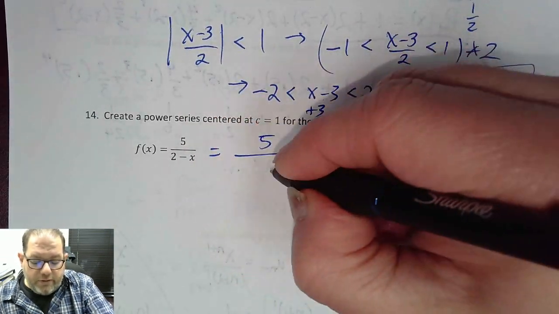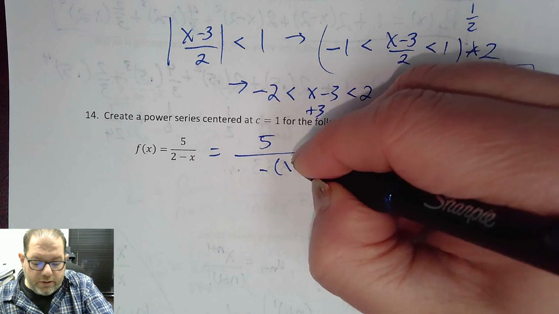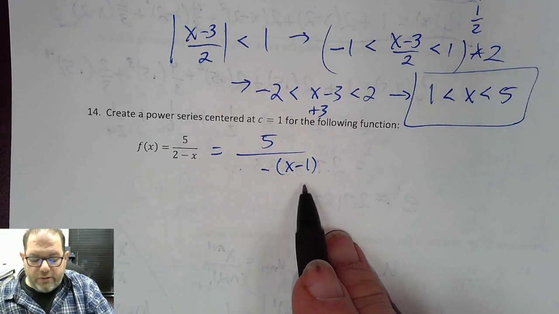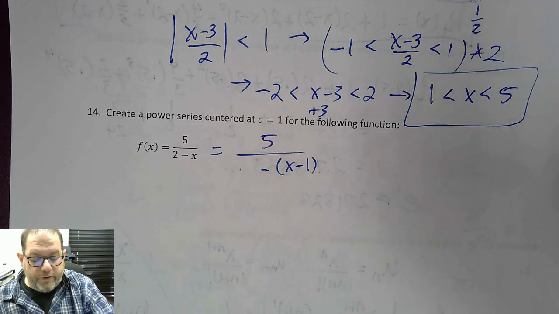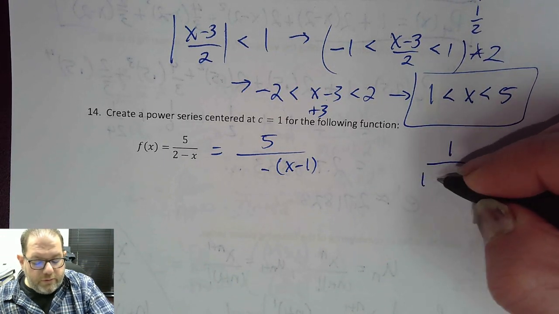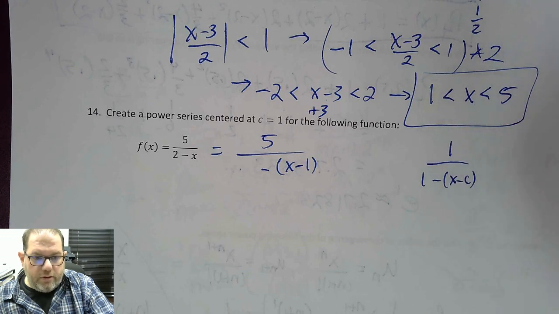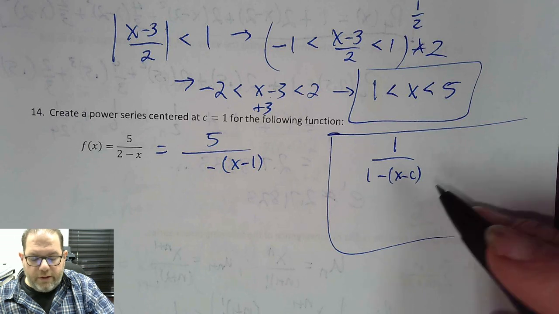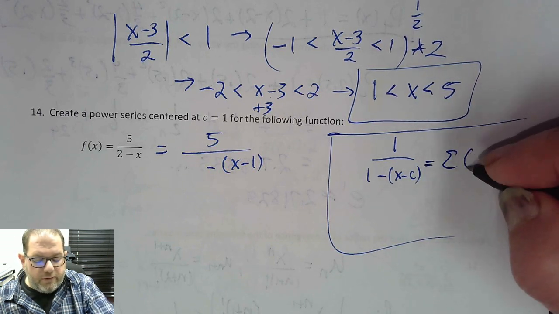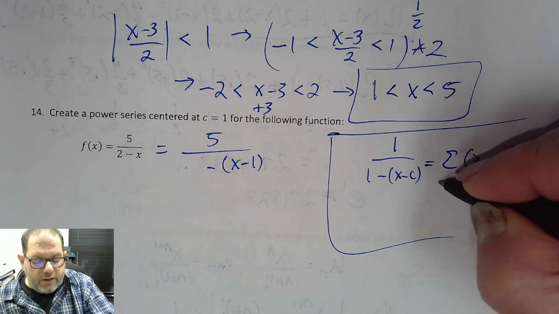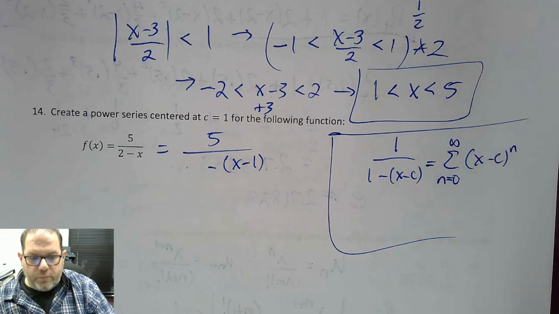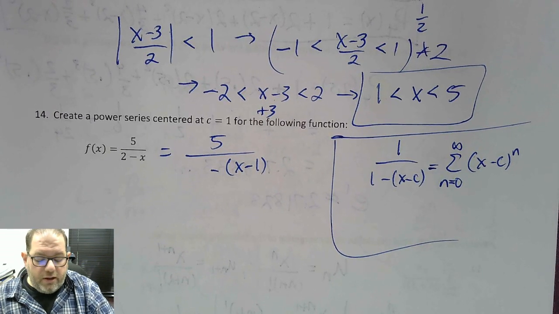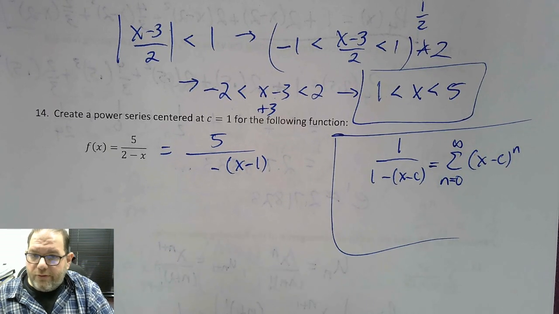Now, if it's going to be centered at c equals 1, then we need this to be x minus c right here. It turns out if we have 1 over 1 minus (x minus c), then this is the power series of (x minus c) to the n. And that is based on the geometric series, to be honest. But now we're relating it to a geometric power series, I guess we could call it.